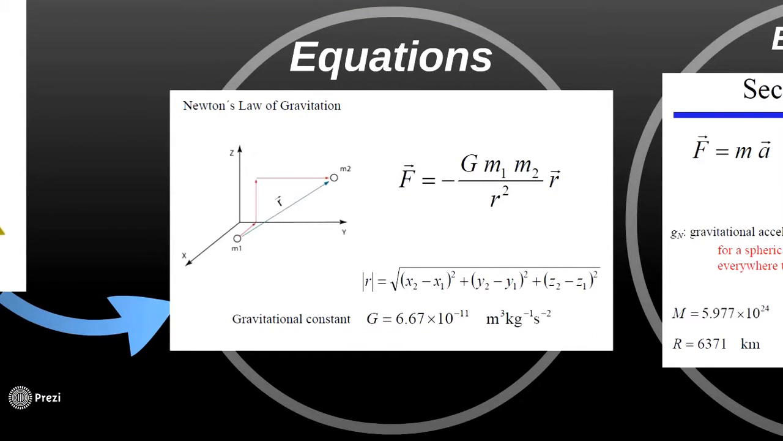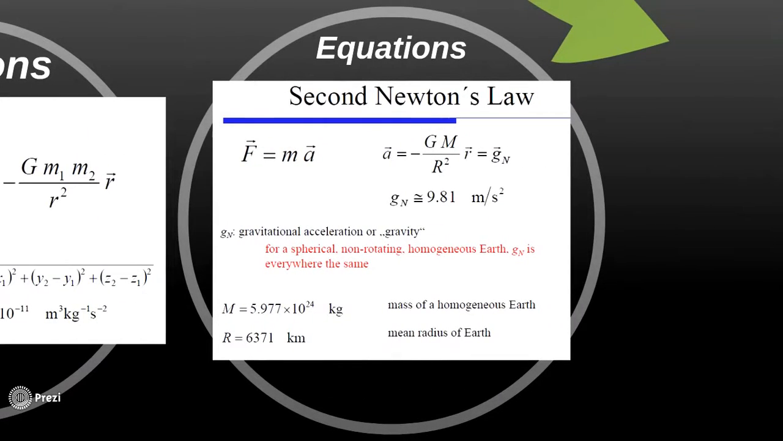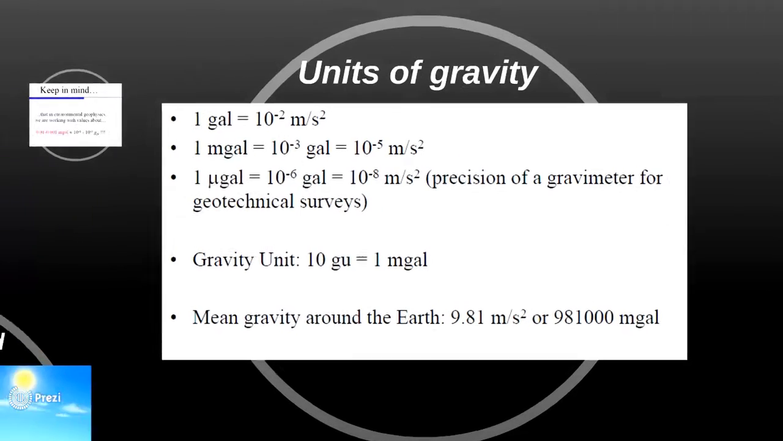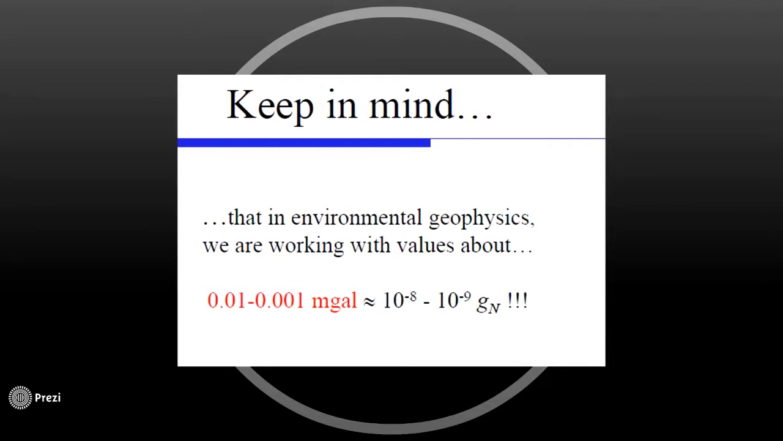The gravity measurements are based on Newton's law of gravitation. So it is the same as Newton's second law. The acceleration is directly proportional to the mass of the Earth and inversely proportional to the radius of the Earth. We may take it as a basis and also use it in other equations. The units of gravity are very important, so there is a table that you have to always keep in mind. The gravity unit: 10 gravity units is equal to 1 millijoule. Again, keep in mind that in environmental geophysics we are working with very small values, and we always have to remember it.